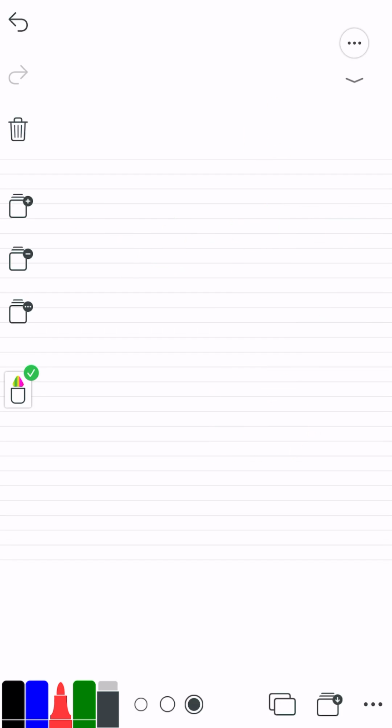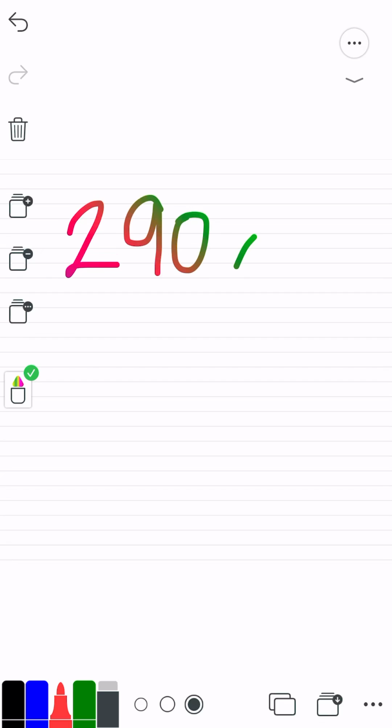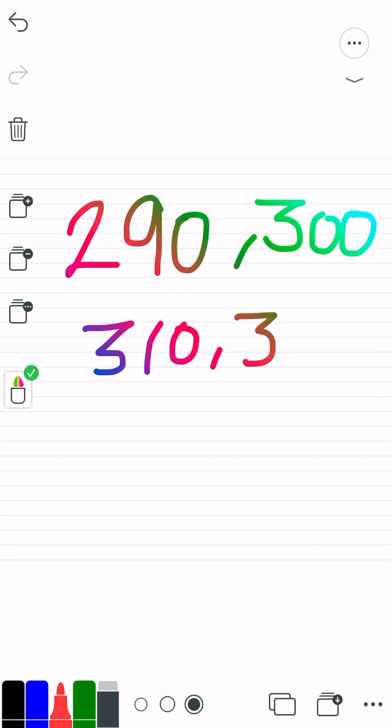How do we count on in tens from 290? So we have to add 10 here, and 10 more than 90 equals 100. So 100 plus 200 equals 300. Here: 300, 310, 320, 330, and so on.